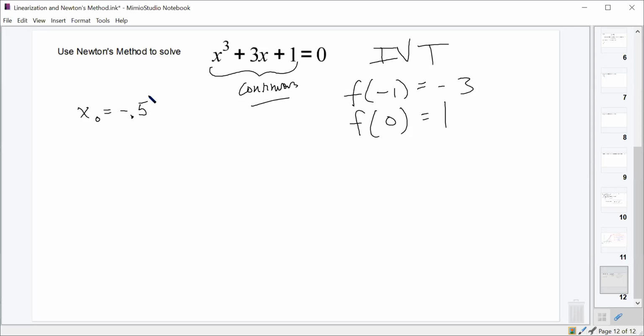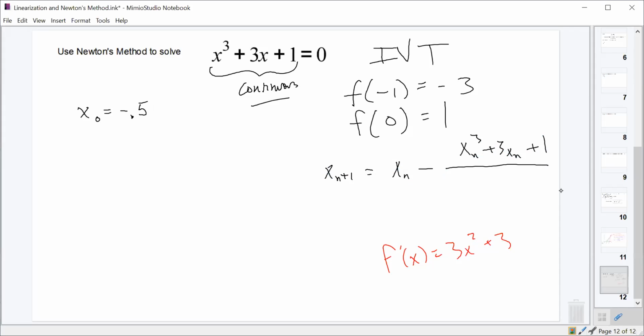So now we need to write out this formula. So the next intercept that we're going to try ought to be x sub n minus f of x sub n divided by f prime of x sub n, starting with -0.5. Well, what's f prime of x? 3x squared plus 3. So 3x sub n squared plus 3. Good or no?